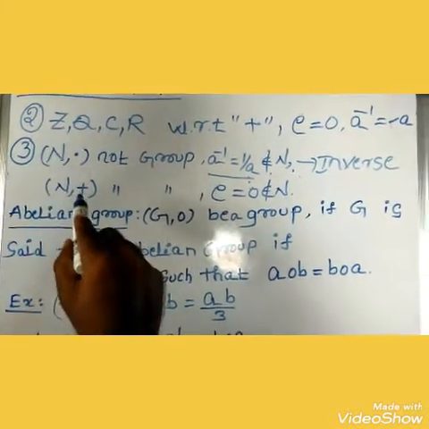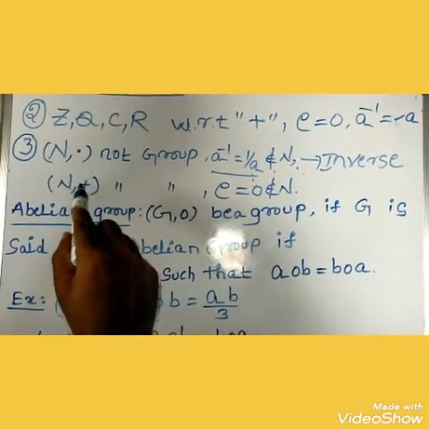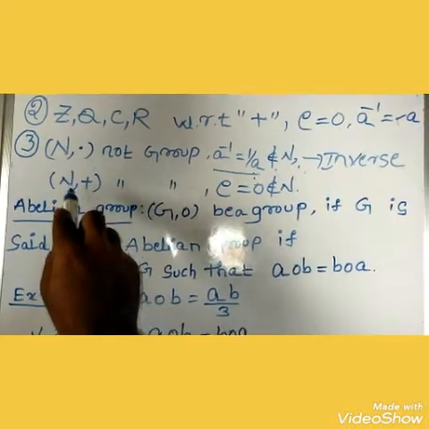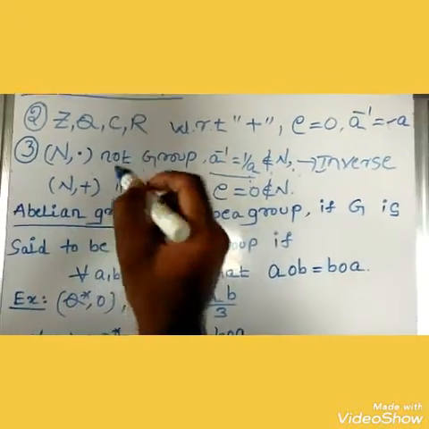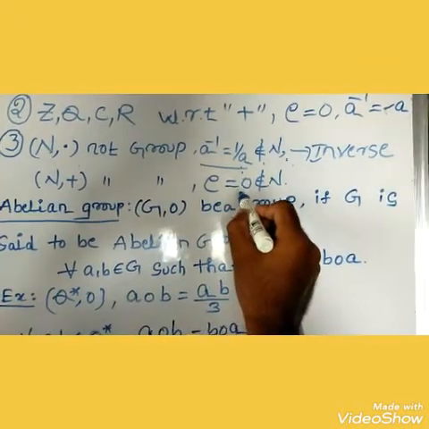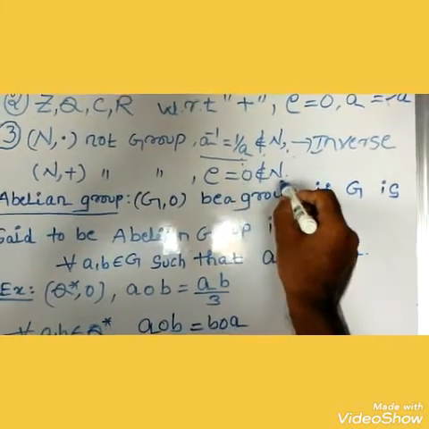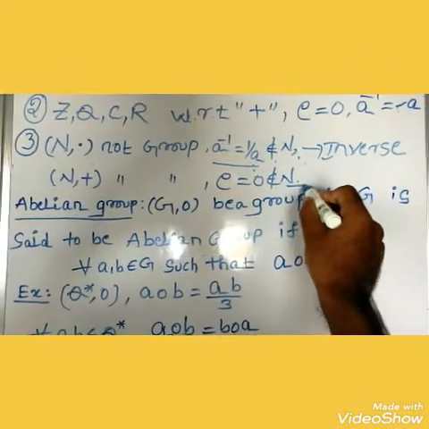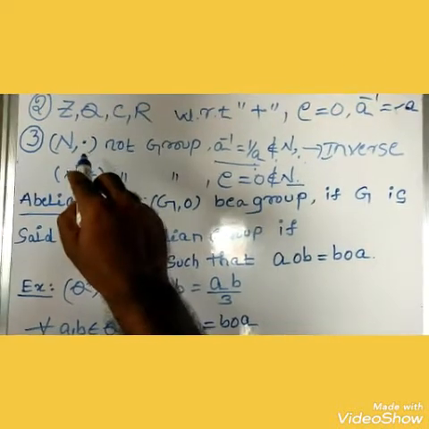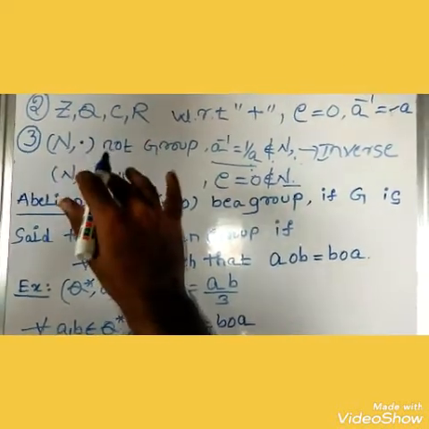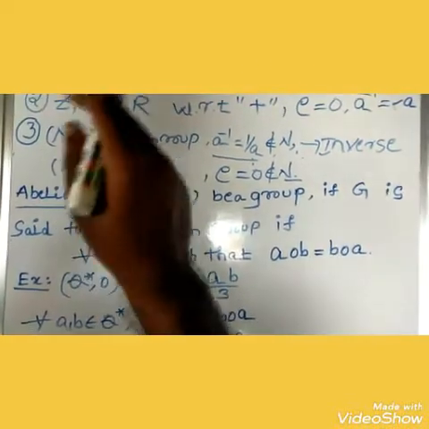Now I am taking addition. With respect to addition, the natural number set is not a group. Why? Because the identity element with respect to addition is 0, but 0 does not belong to the natural number set. So the natural number set is not a group with respect to addition and also not with respect to multiplication.